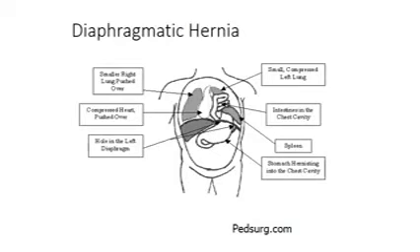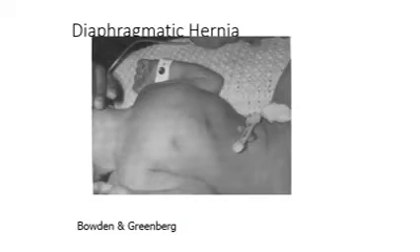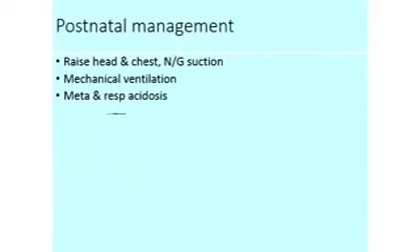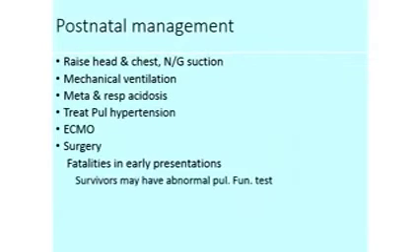And sometimes such babies are born with pulmonary hypoplasia, which is again a very poor prognostic factor for the response to the surgery. This is what we mean by a scaphoid abdomen. You see here the abdomen is sunken, while there is increased AP diameter in the chest, which we call barrel chest. Same. So how do we treat such babies?